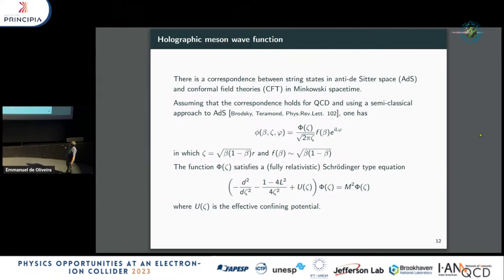But the important thing is that with this approach that we call the holographic meson wave function, approached by Brodsky and de Téramond, we can get this scalar wave function in the light front, using the correspondence between AdS and CFT. Of course, QCD is not conformal, so it should not be 100% precise, but we hope it gets the main ingredients. And there will be one parameter that it will be possible to fit.